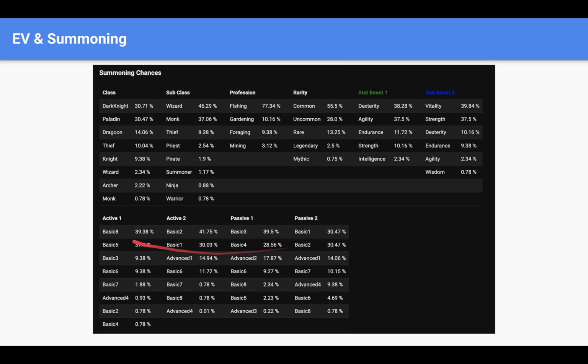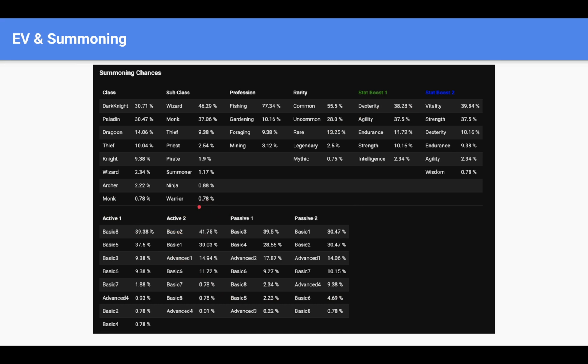This is probably something you use, familiar: hey, I have a hero, or I have 2 heroes, how do they match together? Then you see a big splash of percentages here. So you see class, subclass, profession, rarity, stat boost, and active and passive abilities, and the chances of getting you an advanced one or elite one, right?